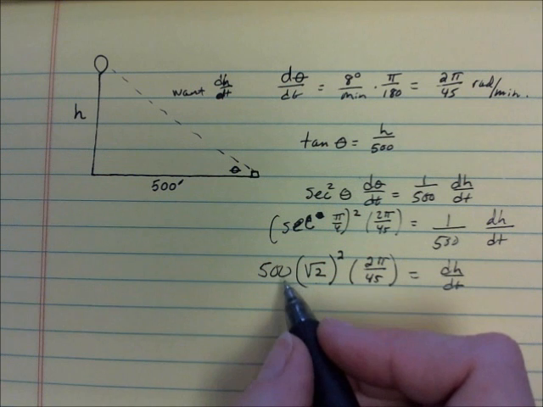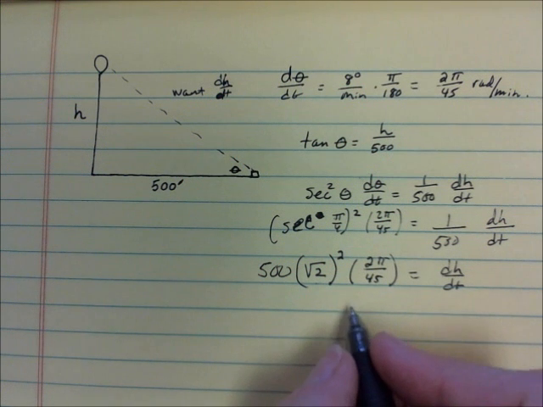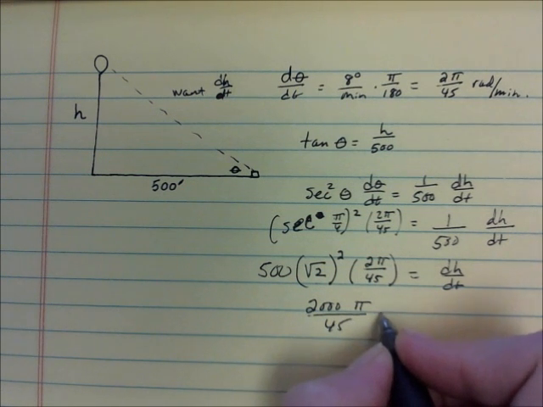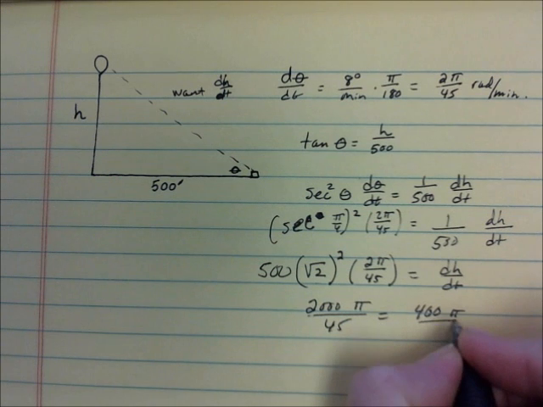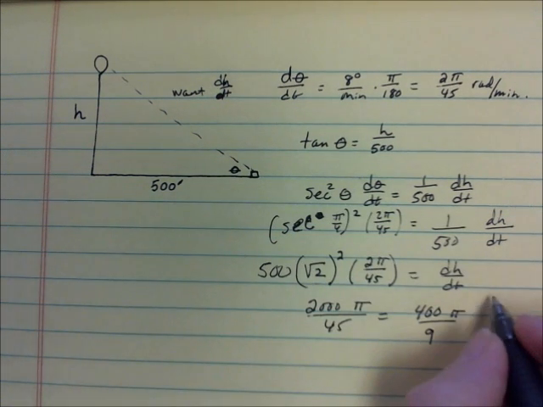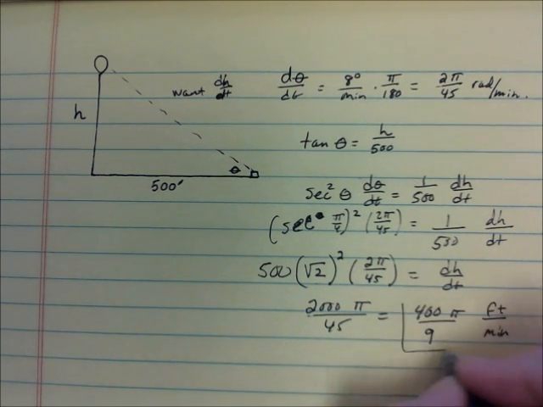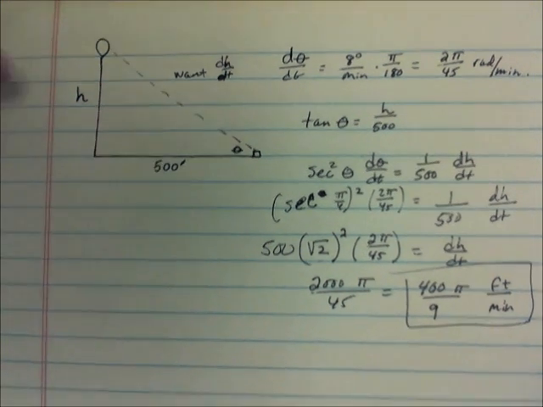And if we do our math here, 500 times 2 is 1,000, times 2 is 2,000 over 45, 2,000 pi over 45. And I think I'll just math frac 2,000 over 45, see what that reduces down to. That reduces down to 400 over 9, 400 pi over 9. And dh dt, the change in height, is feet per minute. So there's the answer to that problem. So there's a little trigonometry for you. Let's do another example.